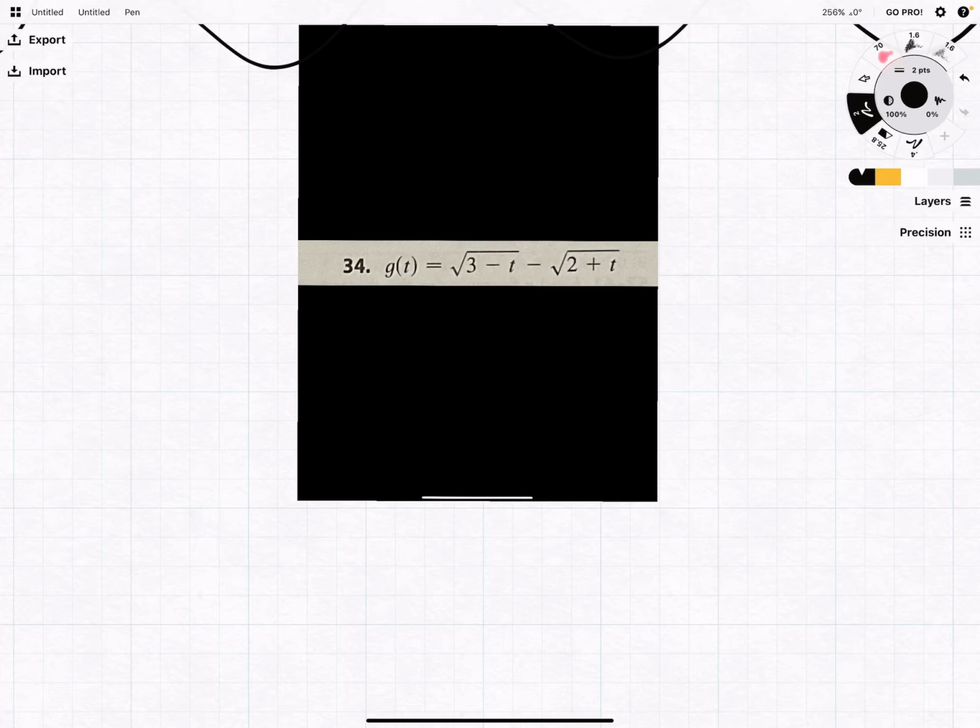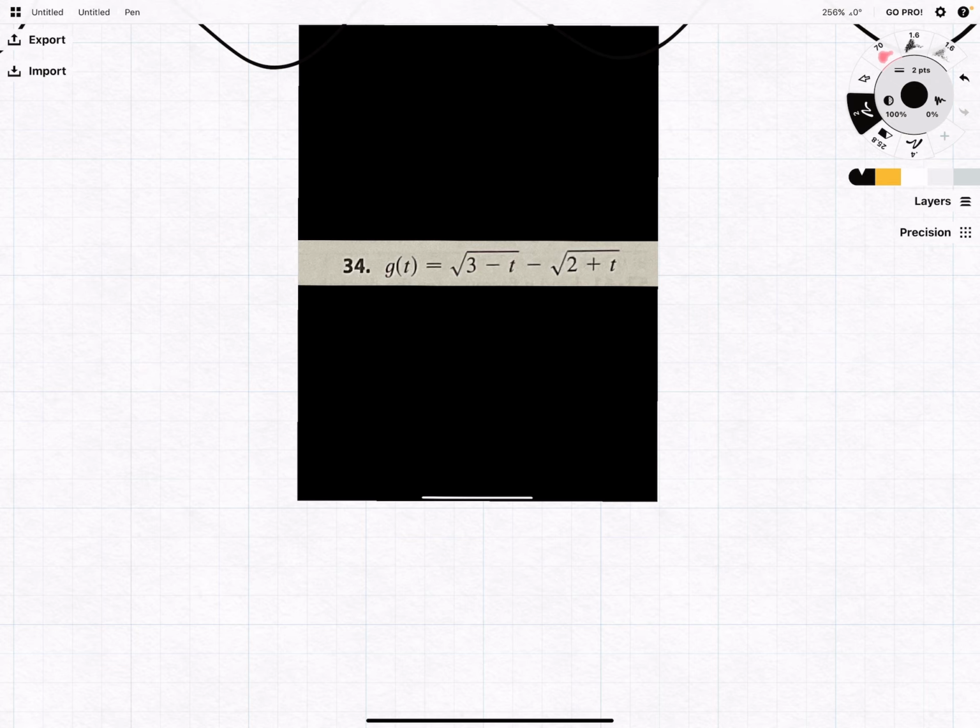This is Stewart Calculus, 8th edition, section 1.1, problem number 34. In this problem set, they're asking us to find the domain. And here we have g of t equals the square root of 3 minus t minus the square root of 2 plus t.